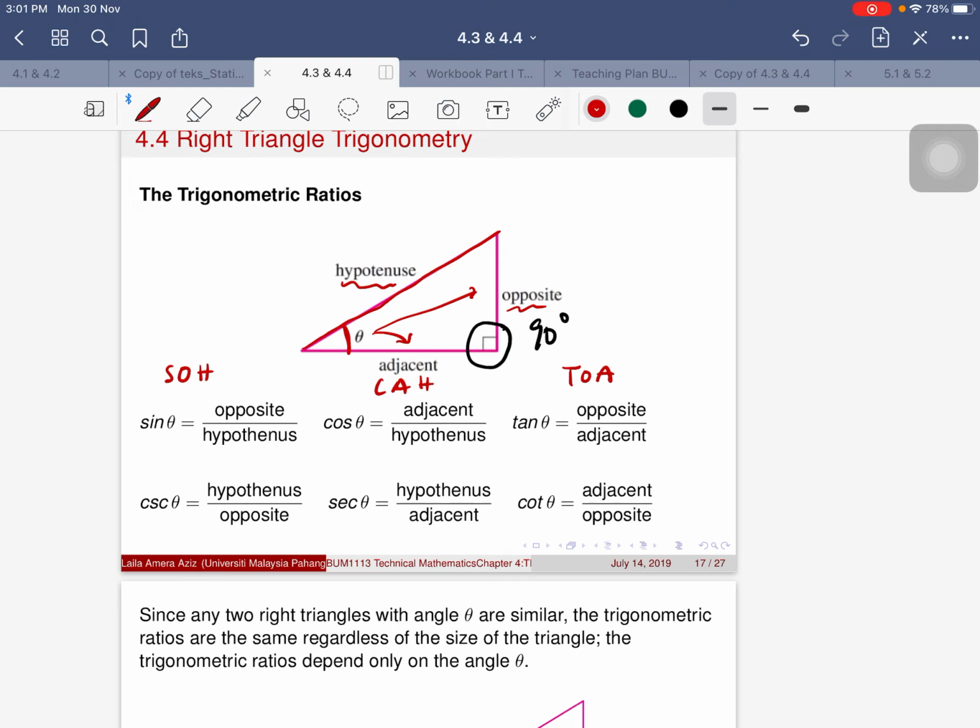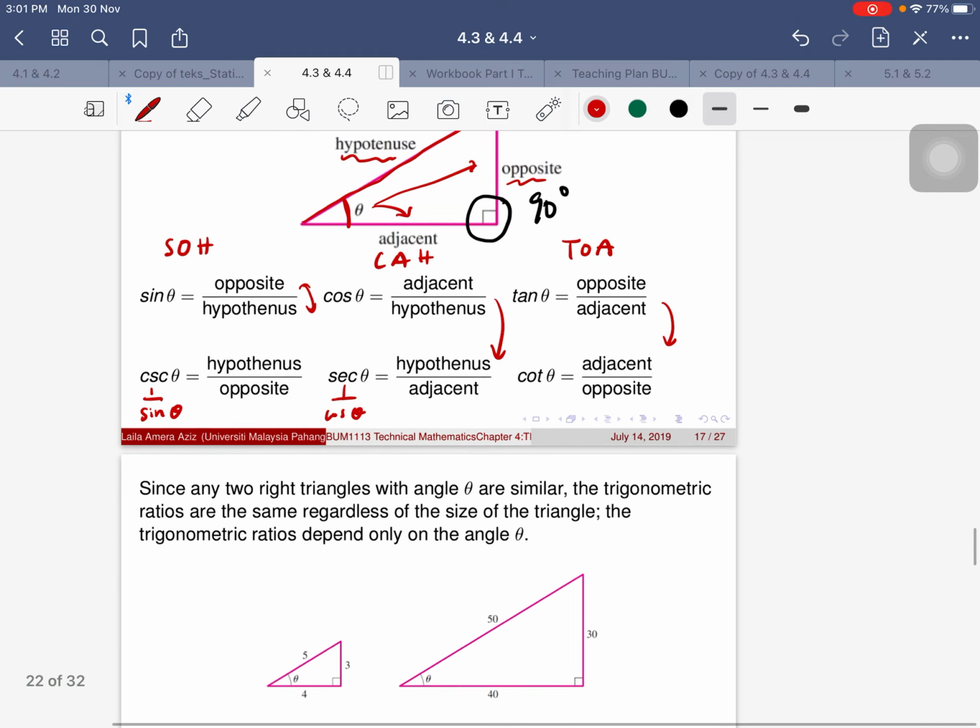And for the case of cosecant, of course, you just have to flip this around, because cosecant is 1 over sine. So you simply flip around between the hypotenuse and opposite. And of course, secant is going to be 1 over cos theta, so you flip whatever you have at the top. And the same goes for cotangent, because cotangent is 1 over tangent.